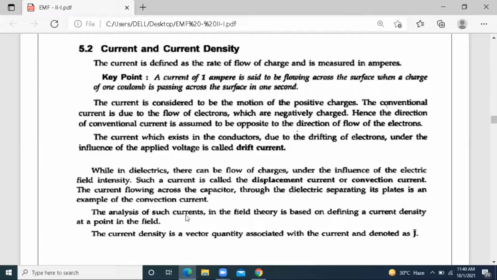The analysis of such currents in the field theory is based on defining a current density at a point in the field. The current density is a vector quantity associated with the current and is denoted by J. So current density is J. All right. Read from here to here, read that over and see if it makes sense to you.